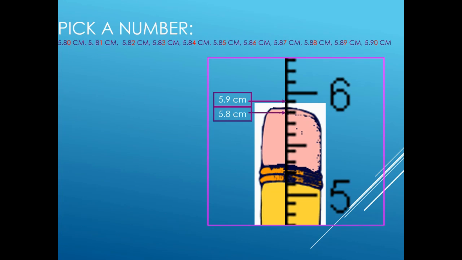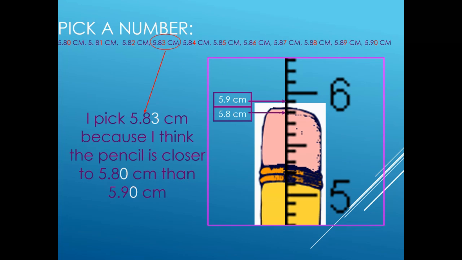So what would you estimate the uncertain digit to be here? I'm going to go with 5.83. If you look at where the end of the pencil falls, it really doesn't look like it's halfway. So the uncertain digit must be under 5. On the other hand, it's not terribly close to the 5.80 centimeter line either. So it probably is a stretch to call it 1.